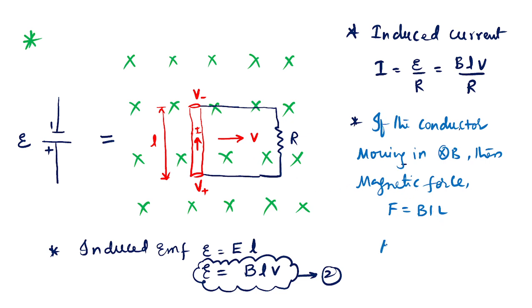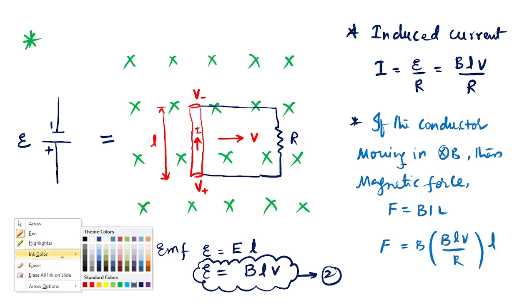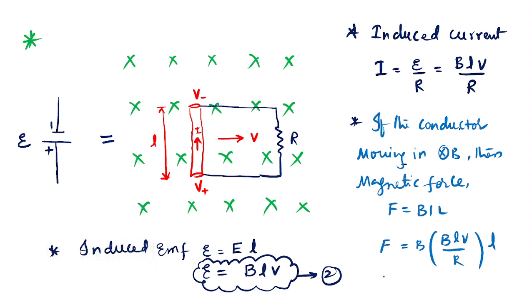So F is equal to what here? Instead of I, what can I write here? BLv divided by R, can I write it, into L, can I mention? So your formula will be converted into which format? F is equal to B squared L squared v divided by R. That is your magnetic force whenever the conductor is moving in a magnetic field. Okay? Chalo, note down.